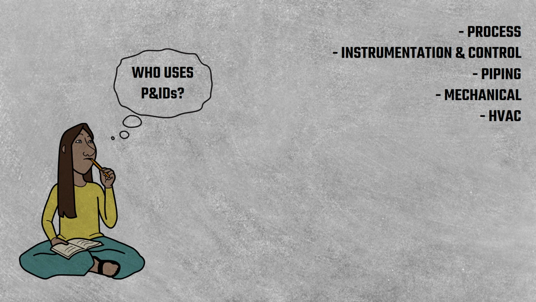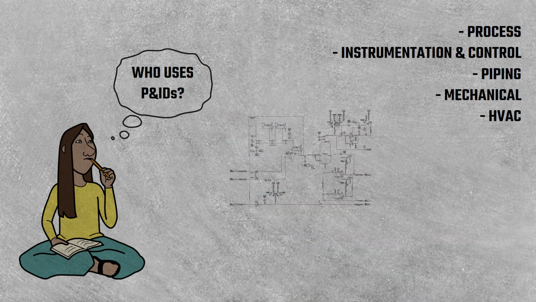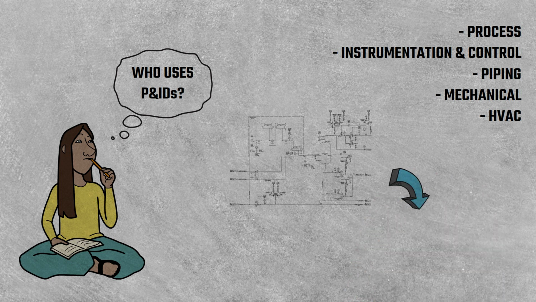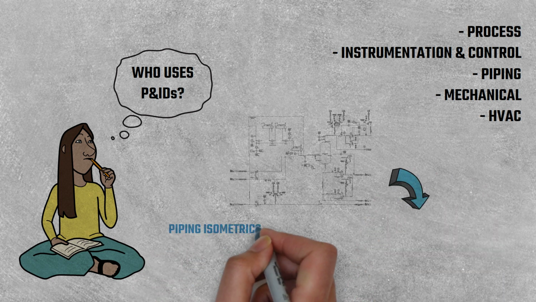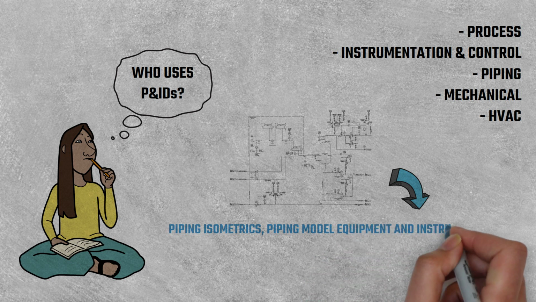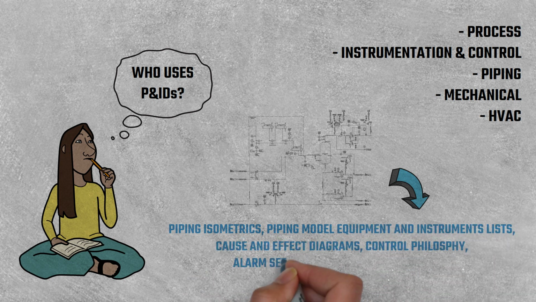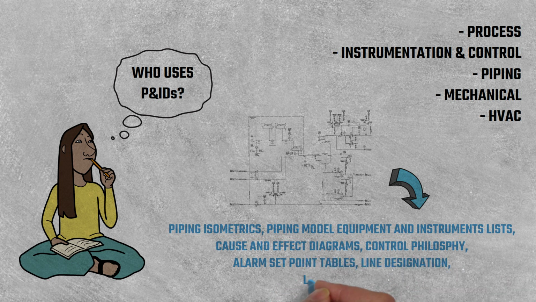Let's break it down. Imagine you're in a technical meeting with vendors or manufacturers. You whip out the P&ID to discuss equipment specifications and requirements. There it is, making your life easier. The information provided by the P&ID allows for the generation of other documents including piping isometrics, piping model, equipment and instruments lists, cause and effect diagrams, control philosophy, alarm set point tables, line designation tables, and loop diagrams.